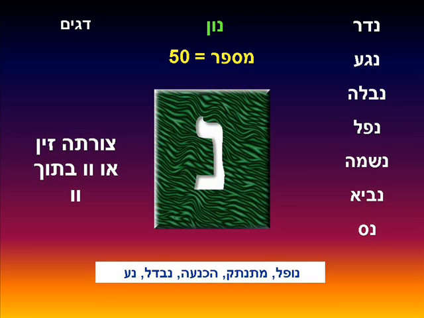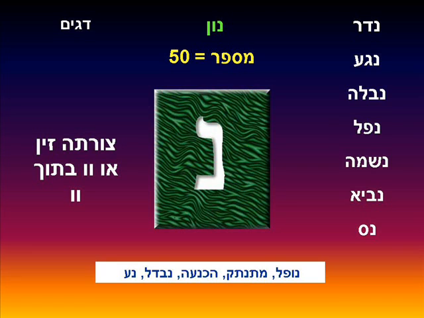Navi, also nivdal. He's also separate. To be a navi, you have to be mitnatek, and there has to be hakna'a. There has to be a humbleness. You have to be away and separate from all the ta'avot in the world, from all the worldly desires. So a navi is called navi because he is nivdal. And nes, a miracle, is also separate. It's not nature. It's above nature. It's something different.